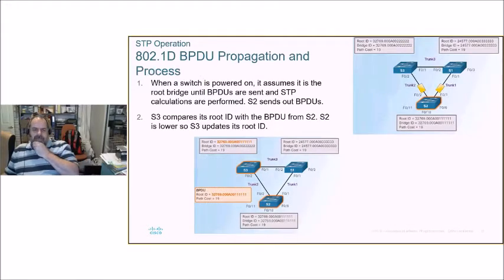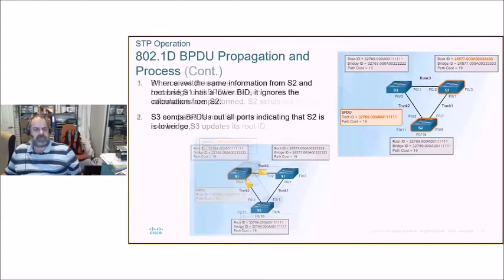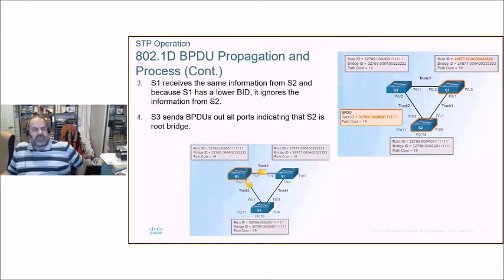So when a switch is powered on, it assumes it is the root bridge until BPDUs are received from other switches, and it may well have to change its decision. So S3 compares its root ID with the root ID of the BPDU from S2, and S2 is lower, so S3 decides that S2 is the root bridge. But of course, S1 receives the information from S2, and because S1 has a lower bridge ID, it ignores the information from S2. S3 sends BPDUs out all ports, indicating S2 is the root bridge.